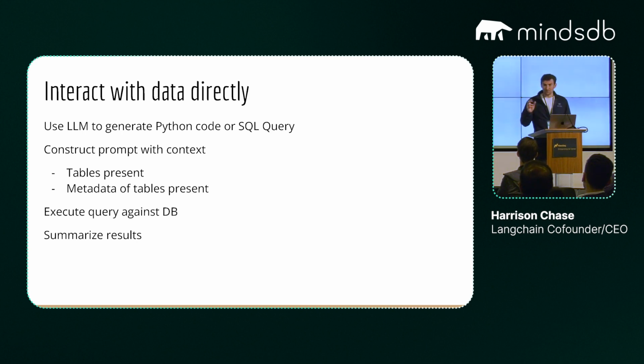And so there's a bunch of nuance here, the main one being how do you construct the prompt with context. So you need to tell it what tables are present, what columns are in those tables, what the types of those columns are, sometimes for the categorical columns, like what the values are there. And so there's a lot of complexity that actually goes into letting the language model construct a SQL query correctly. Once you've constructed that prompt, you can pass it to a language model. It will return a query. You run it. You get back a result. And then you summarize it with the language model again.